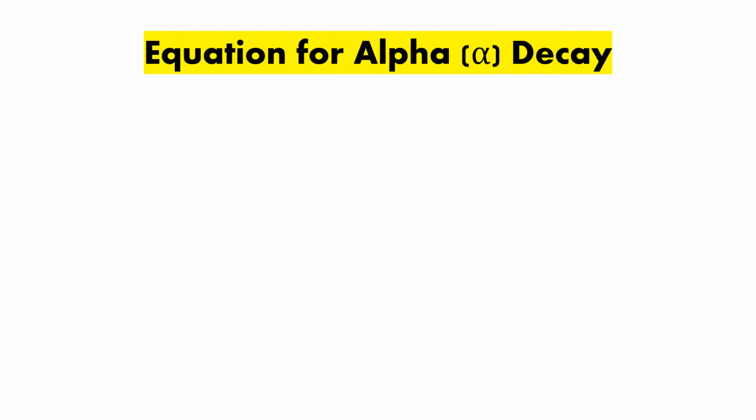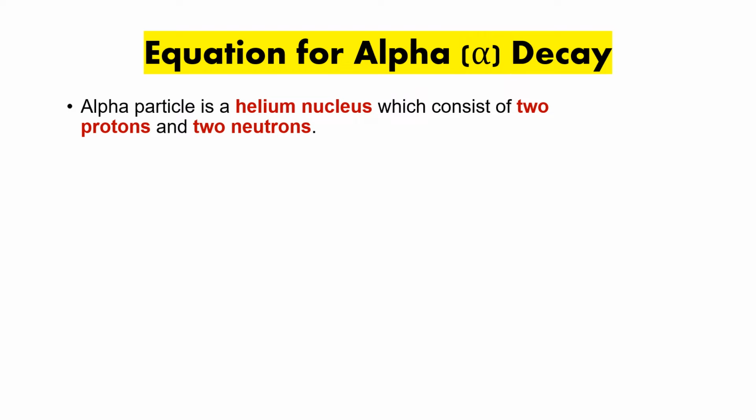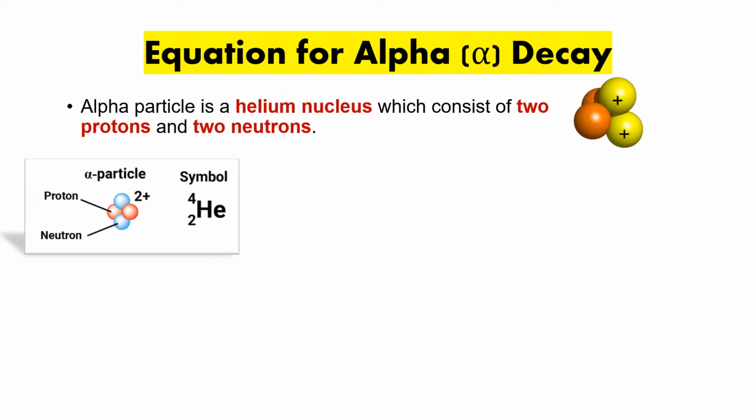Now we will go through every decay. The first equation we look at is for alpha decay. For alpha decay, the nucleus that undergoes the radioactive process will emit an alpha particle. Thus, the process is called alpha decay. Alpha particle is a helium nucleus which consists of 2 protons and 2 neutrons. As you can see over here, the symbol of He has the mass number of nucleons as 4 and the atomic number of protons as 2.